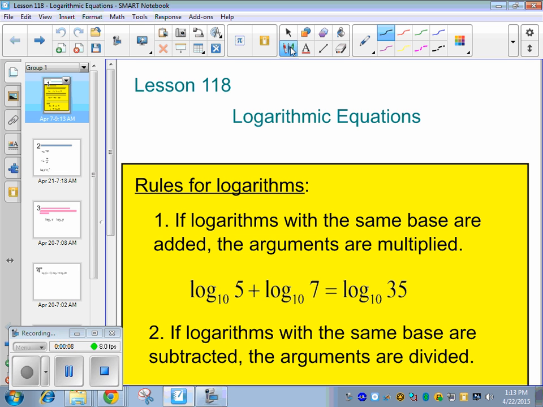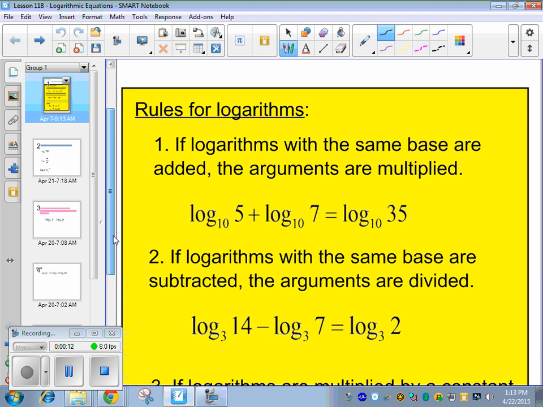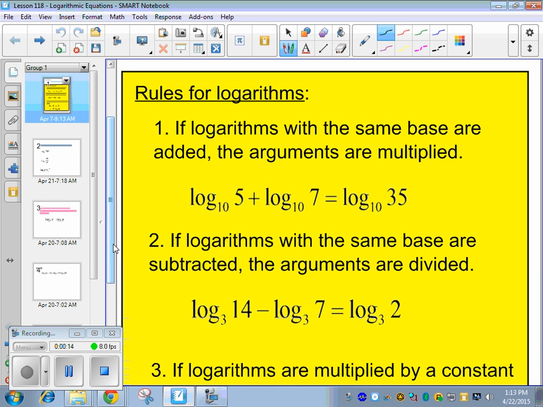First time. So this is lesson 118, logarithmic equations. The rules for logarithms are that if logarithms with the same base are added, then the arguments are multiplied. On this side we have the expanded form, and on this side we have the condensed form. When we condense them, we multiply whatever is in the argument. So 5 times 7 is 35, and this condenses it to 1 log 10.